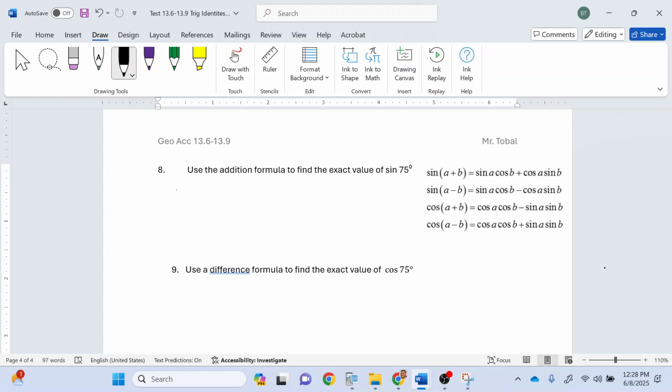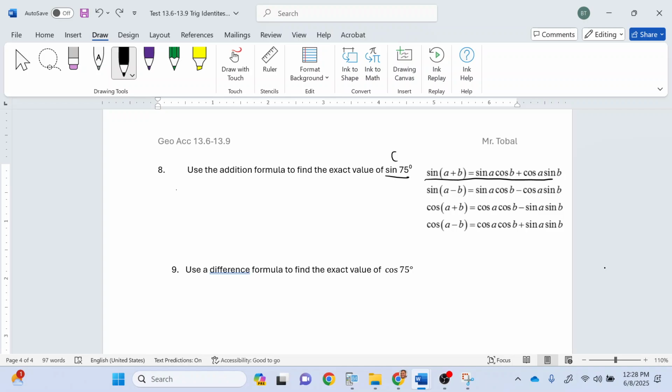So let's continue. Use the addition formula to find the exact value of sine 75. I have to use one of these formulas, and since it says the addition formula, I'm going to use this one. As I said in the last video, I will not include anything that's tan. I will limit it to sine and cosine, so don't worry about any tan versions of the sum or difference formulas. Keep it to sine and cosine. So in this case, sine of A plus B equals this formula.